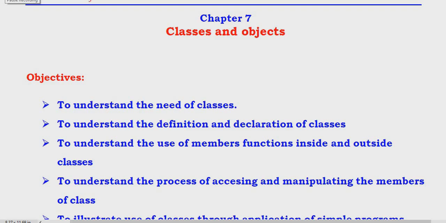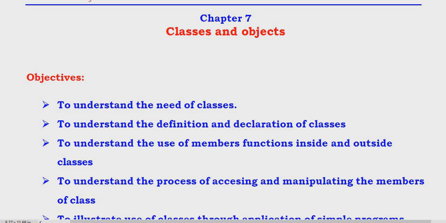In this class, we will start a new chapter, chapter number 7. The name of this chapter is Classes and Object. In the last chapter, chapter number 6, we have already studied what is class and what is object. In this chapter, we have to study how to create a class and how to create objects, and the rules for creating classes and objects. So let us start the classes and objects chapter.